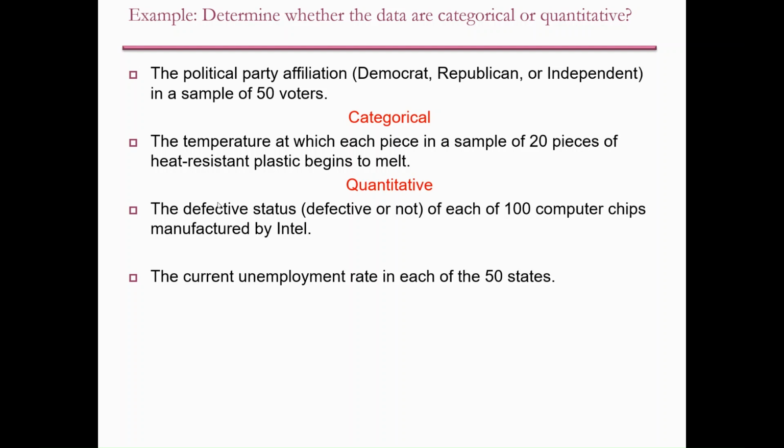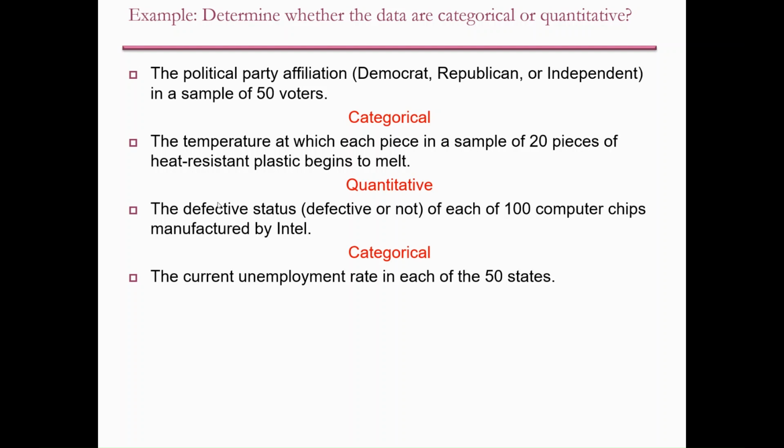Okay. And then another one that kind of involves manufacturing, it looks like here: the defective status of each of 100 computer chips manufactured by Intel. So this is again categorical. It's defective or it's not. It's not going to be a number here.